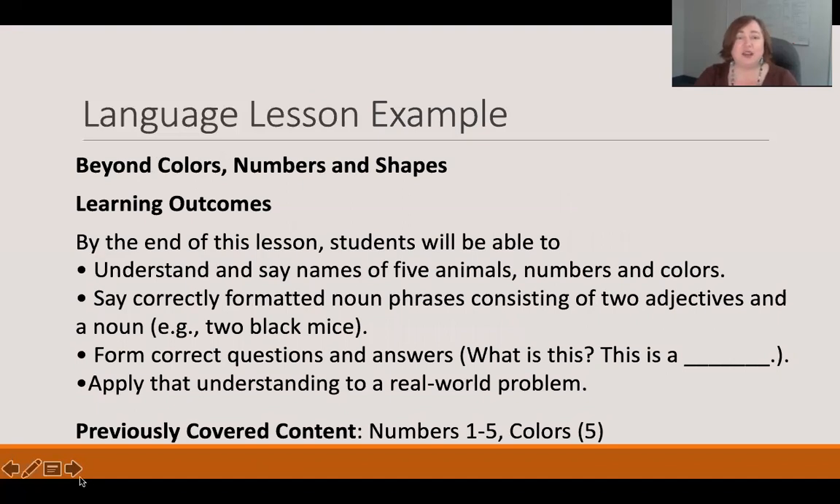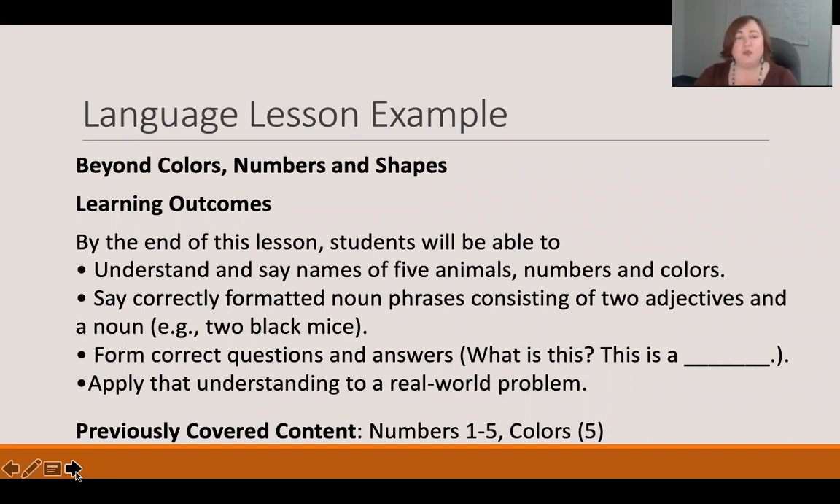So this is a sample lesson plan, and I call it Beyond Colors, Numbers, and Shapes, even though it uses colors and numbers. The numbers and colors would be content that the learners have already been exposed to, that this is previously covered. The outcomes for this particular lesson are that we want learners to be able to understand and eventually say the names of 5 animals. The numbers and colors have already been covered.